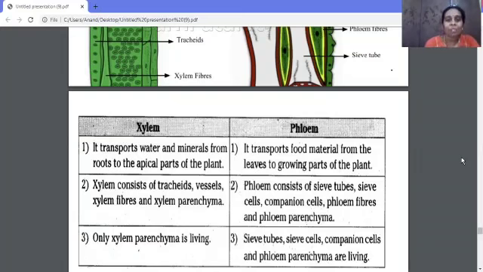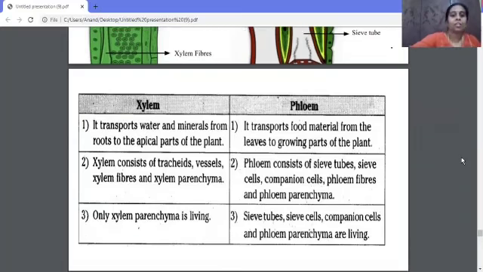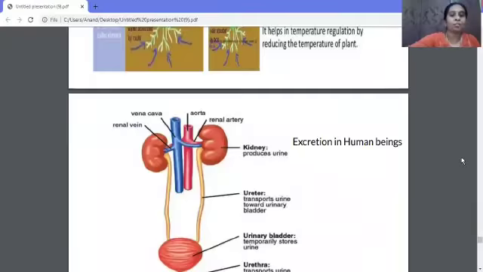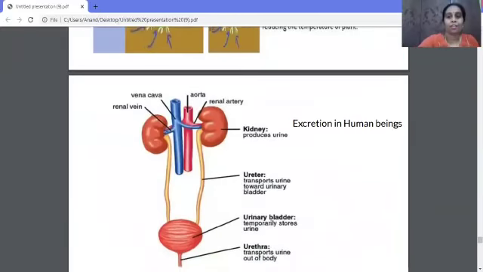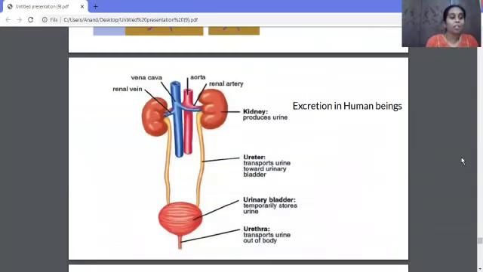This is how the xylem and phloem help in transportation of the food, the mineral salt and even the water from the different part of the plant body to the other part. So this is how the transportation takes place in the plants. Next, let us move on to the excretion. Excretion in the human being.